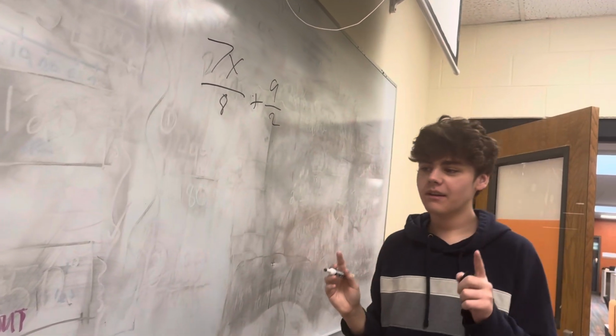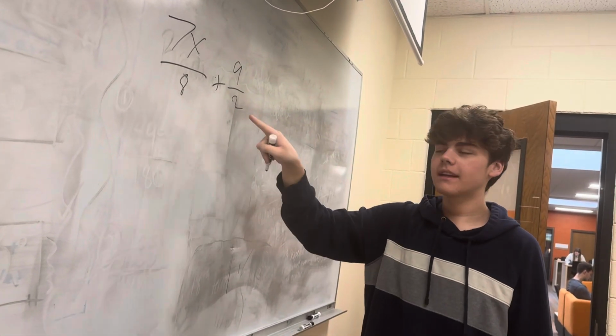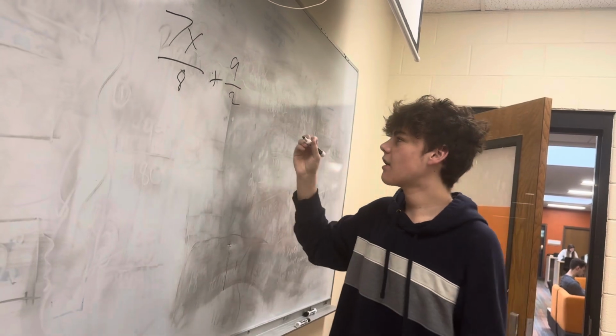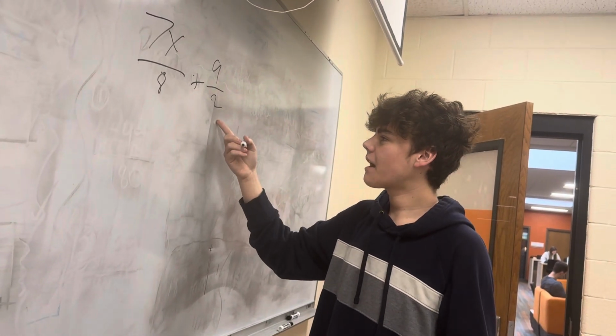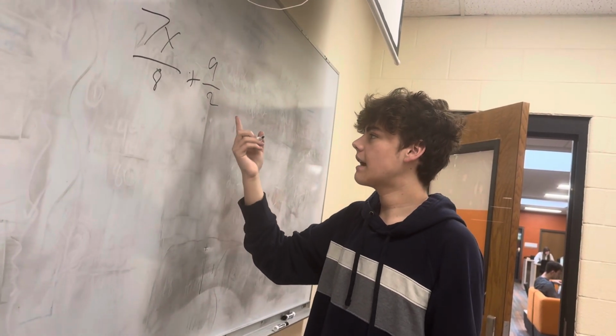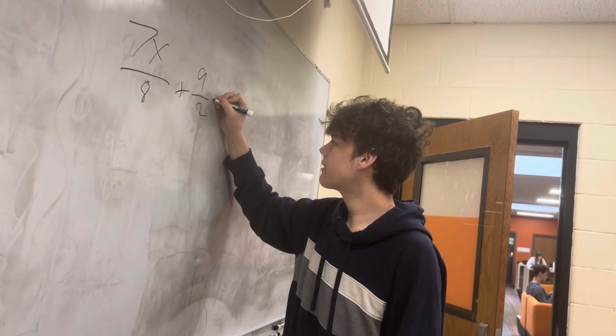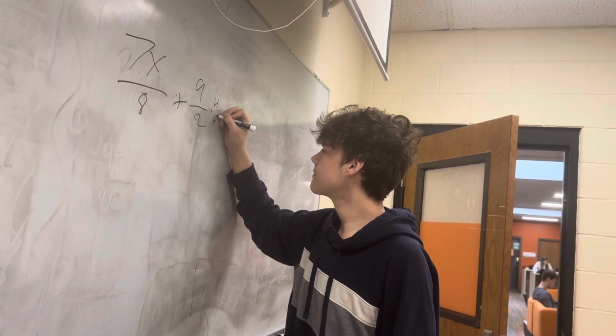Now, in order to add or subtract them, you need to have common denominators, okay? So, what is a common denominator of 8 and 2? 4. So you multiply both top and bottom, because you have to do that.